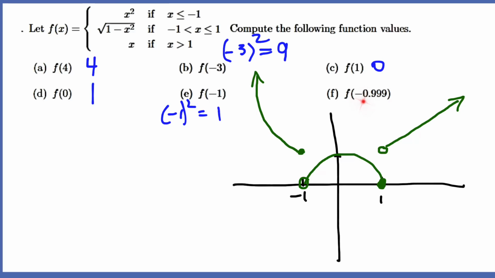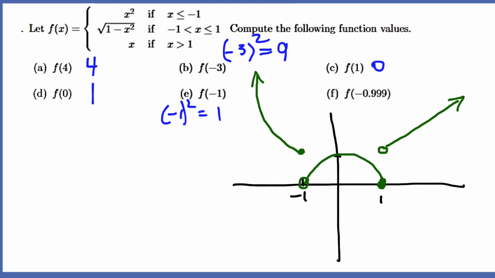-0.999, so that's slightly to the right of -1. Okay, so I would have to plug that into this function here because I haven't gotten all the way to -1. The point of giving you this kind of a number is that you're going to recognize you're over here and not over here. So we haven't gotten to -1 yet. We're in this part right here. So I got to plug that into my calculator.